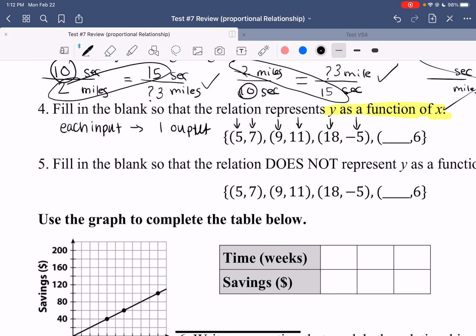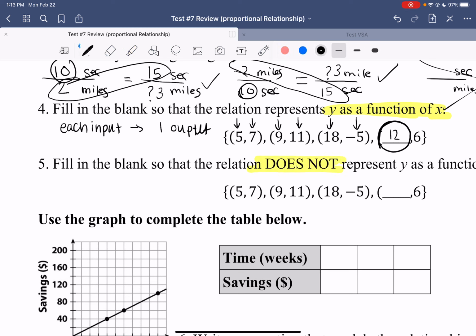So in order to continue this, we honestly could put any number here other than 5, 9, or 18. So any number other than 5, 9, or 18, so I'm going to choose 12. So that's continuing the fact that it is a function because each of our inputs, x, is related to only one output, y. So then in this next example, we're looking for it to not represent a function.